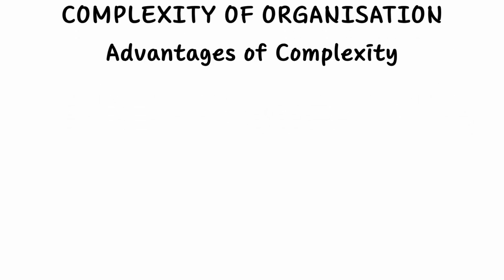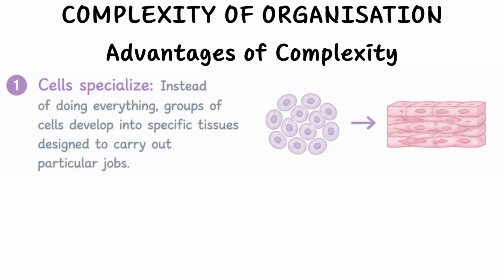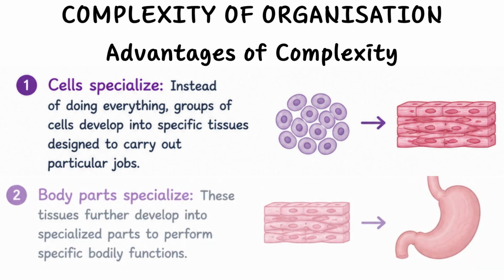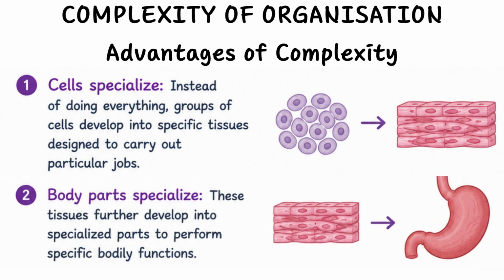So, the more complex an organism is, the easier it is for cells to specialize. Instead of doing everything, groups of cells develop into specific tissues designed to carry out a particular job. There's also body part specialization. These tissues further develop into specialized parts to perform specific bodily functions.